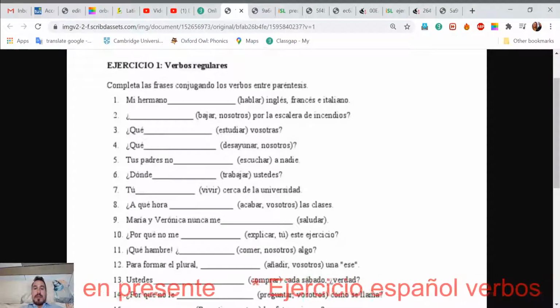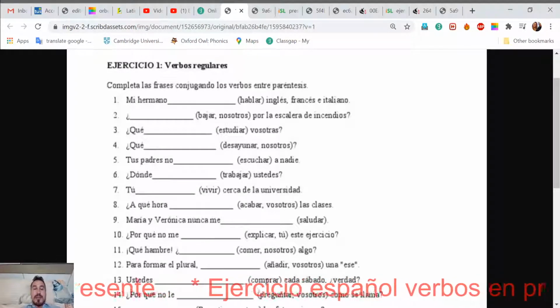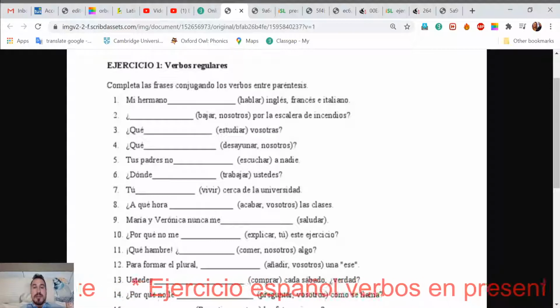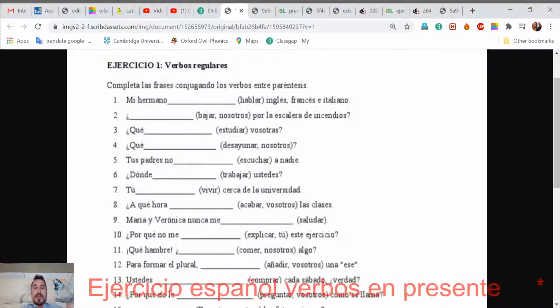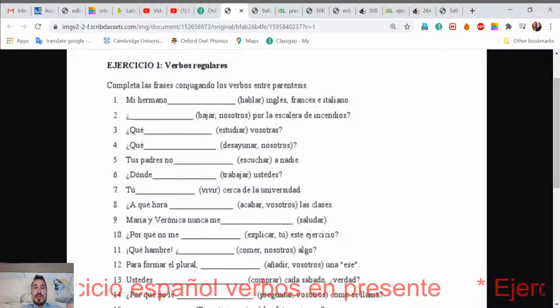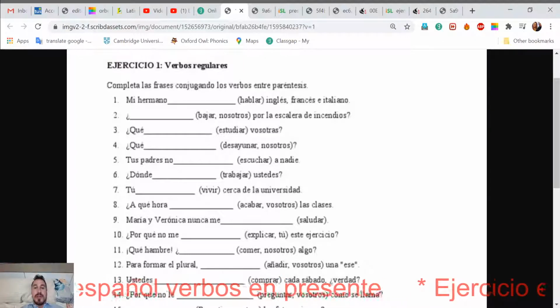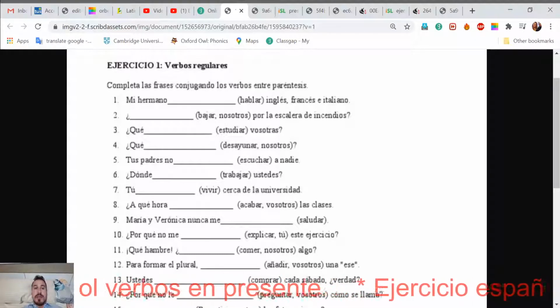Alright, we're gonna start doing some exercises on the present simple. Okay, so I'm gonna do the exercises and translate them into English. So let's start with this one.